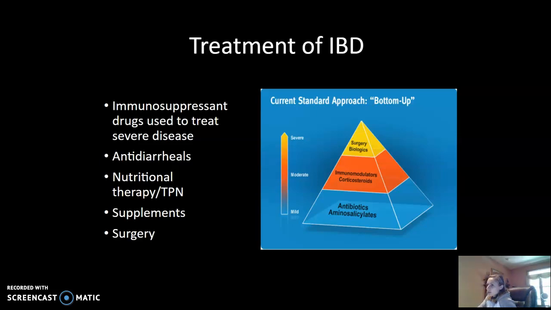Biologics are the monoclonal antibodies, so those are your MABs. Anything when you see M-A-B at the end, like infliximab, golimumab, they're kind of hard to say. Just remember, MAB at the end is going to be your biologics. Those work great too. Same thing with them though. Once you start, you really can't stop taking them.